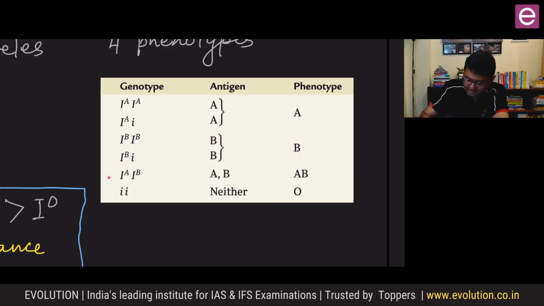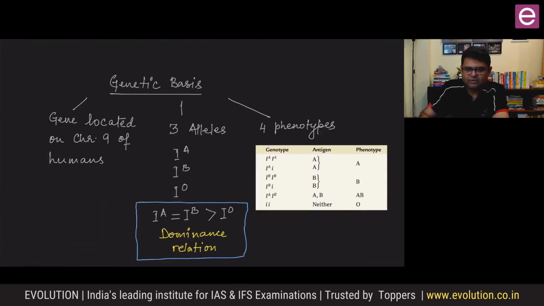And here, with the IA IB genotype, both types of antigen are present, and the person will have AB blood type. And a person homozygous recessive for this gene will have neither A nor B. That person will have the O type phenotype.